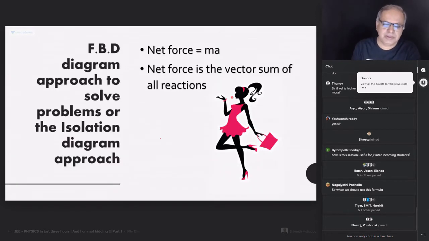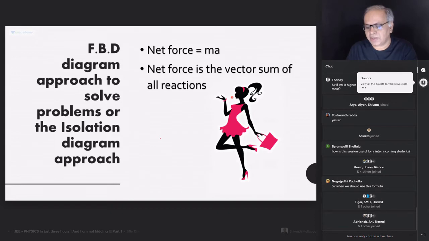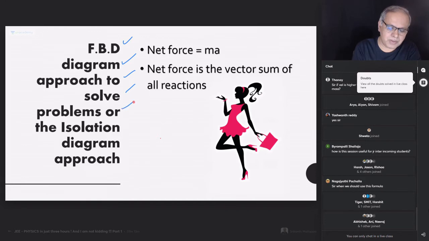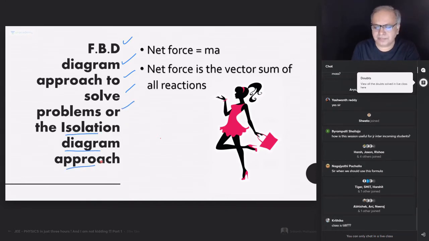Now, if F equals ma is the main equation, what is the technique for applying this F equals ma to a system of particles? The FBD approach, the free body diagram approach, or the isolation diagram approach, to solve problems.